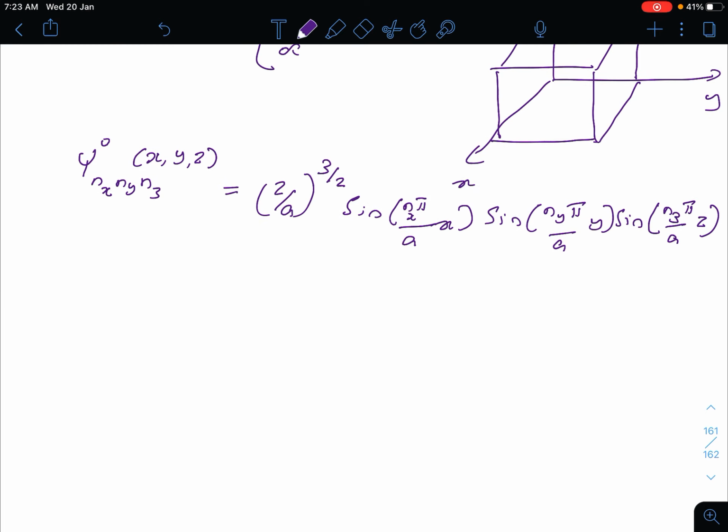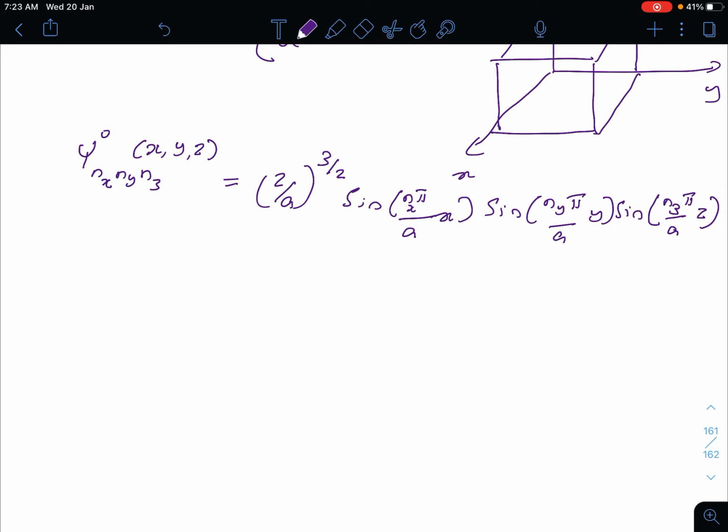When we discussed this function in the last class, some of you said that when nx is equal to 0 you have a state. No, that's wrong, because if any of these nx, ny, nz is 0, then the sine function becomes 0. That means the wave function is 0, so that cannot be there. So these nx, ny, nz are always positive integers.